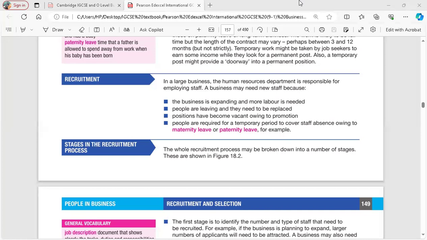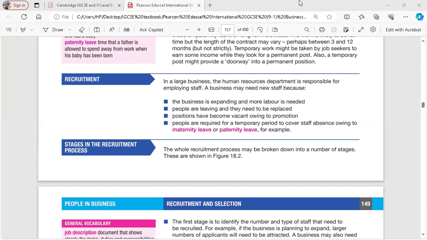Great. So why do businesses want to recruit? What are the reasons why businesses might want to recruit? One, the business is expanding and more labor is needed. If the business is expanding and it needs more workers, especially if it is a labor-intensive business, then you have to recruit.